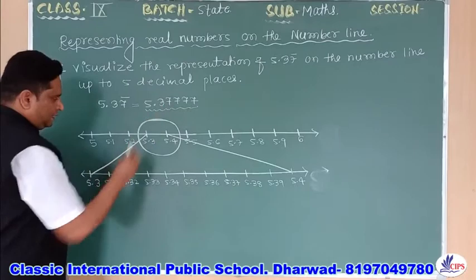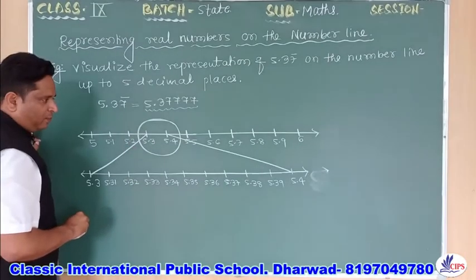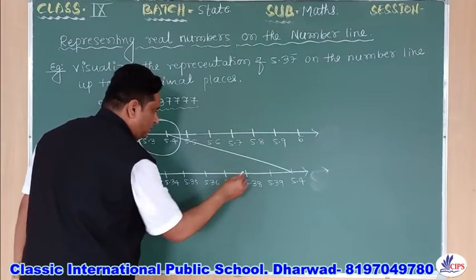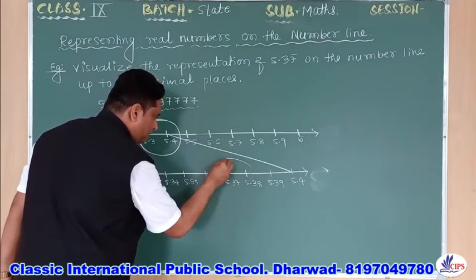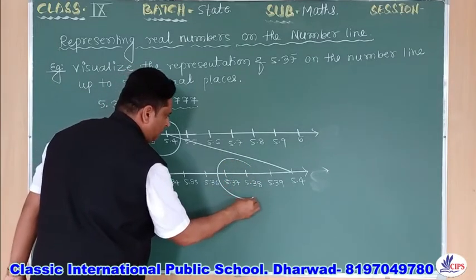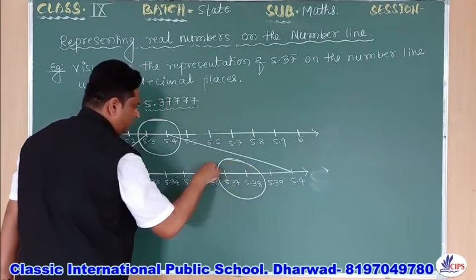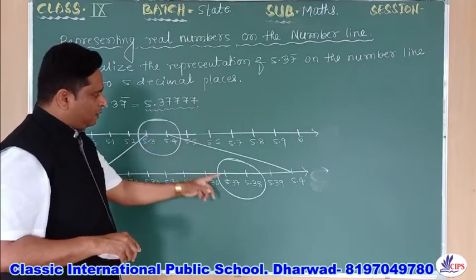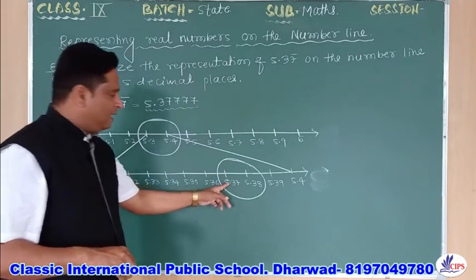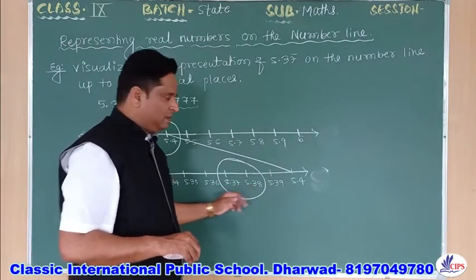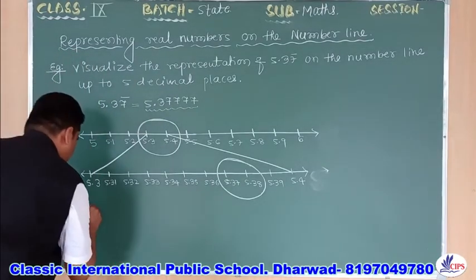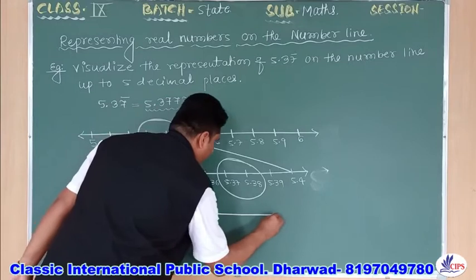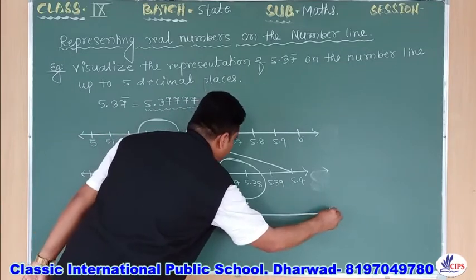Now 5.37, where does 5.37 come? Yes, here 5.37, 5.38. This is the number between 5.37 and 5.38. 5.3777, it is the number between 5.37 and 5.38. Again I will draw one more number line here.